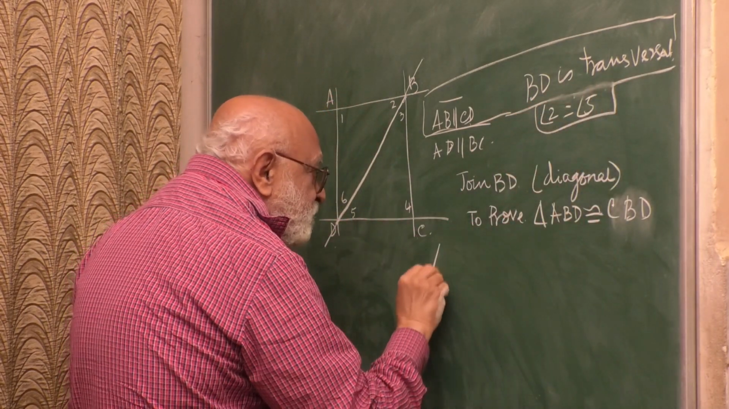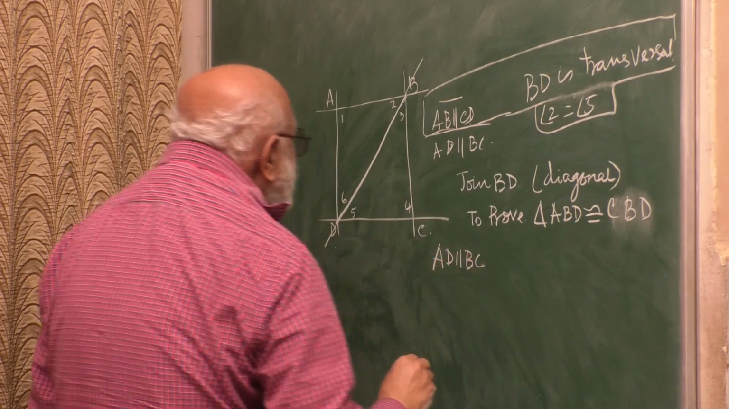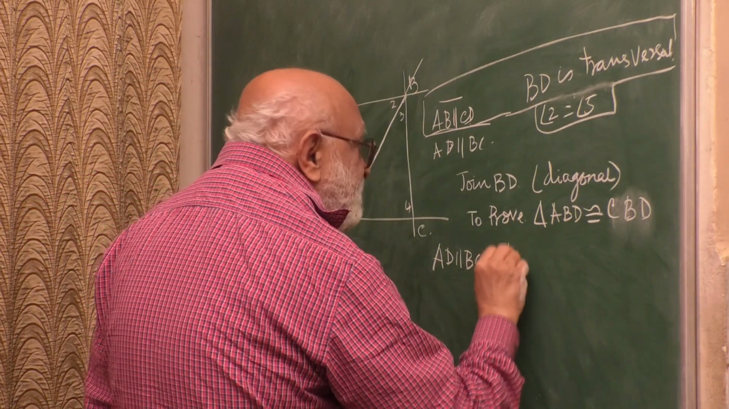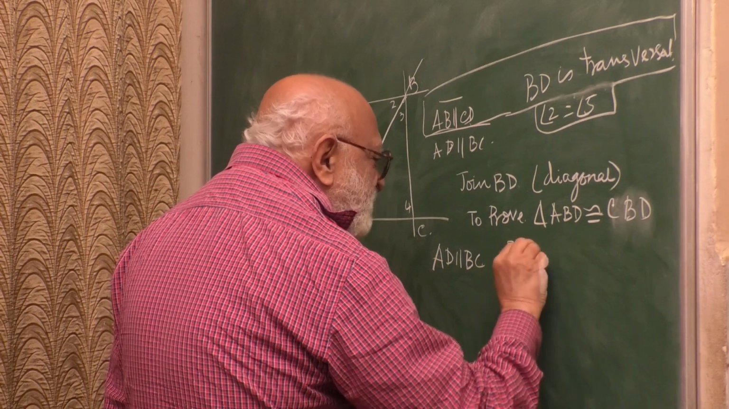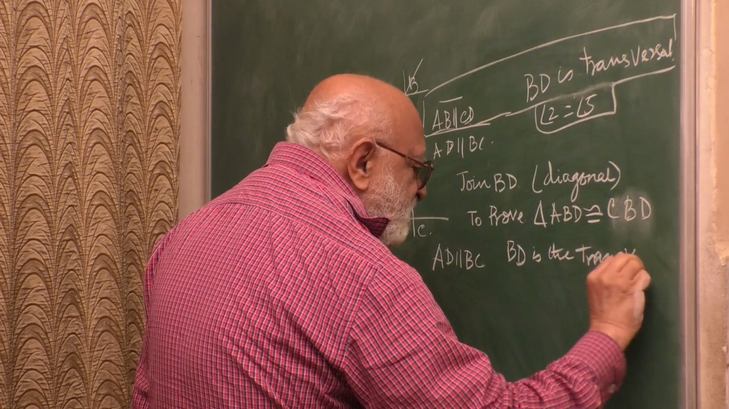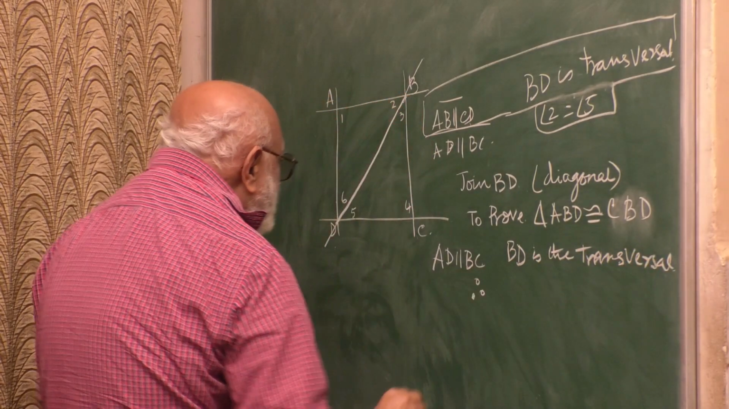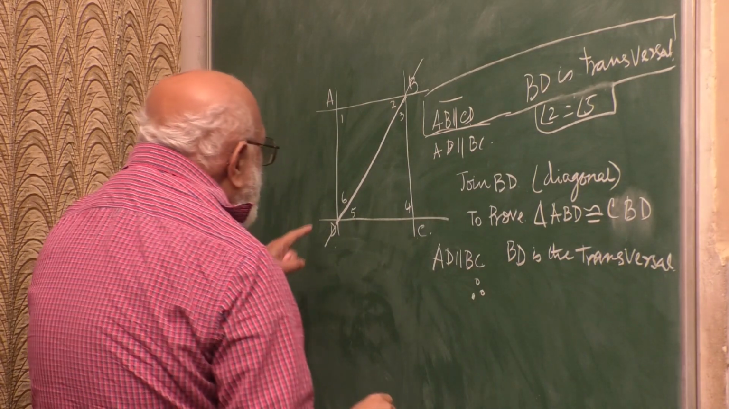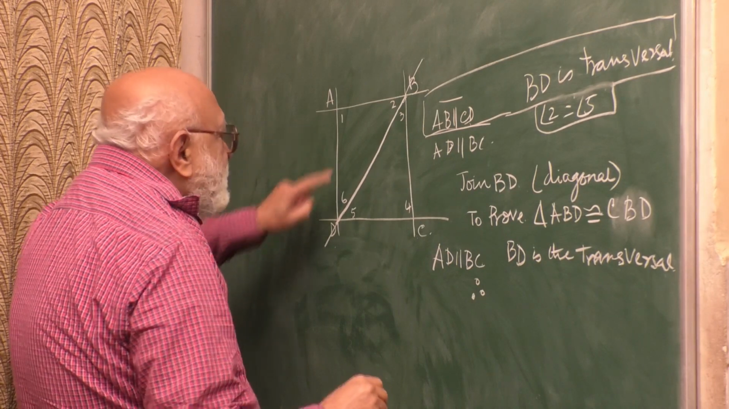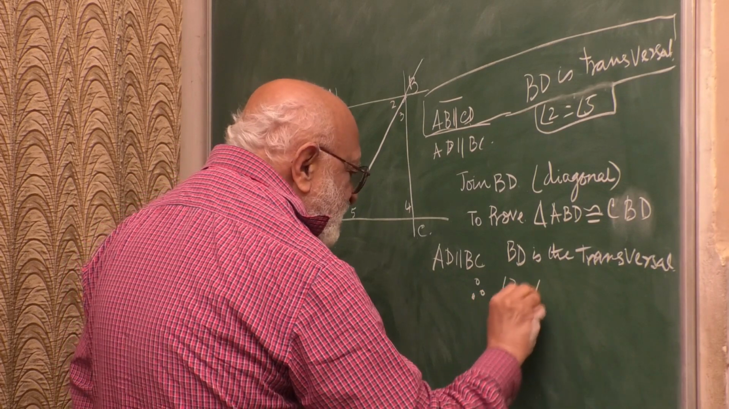Now let's do AD is parallel to BC. Again BD is the transversal. Therefore, since AD is parallel to BC, angle 3 is equal to angle 6.